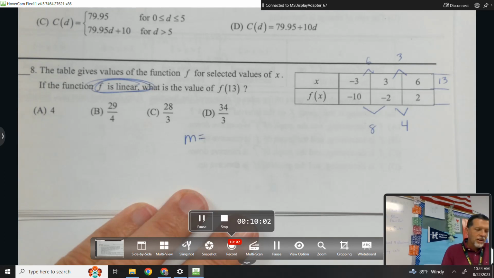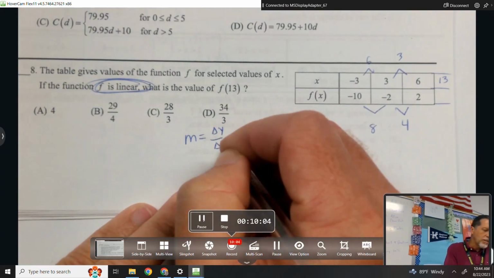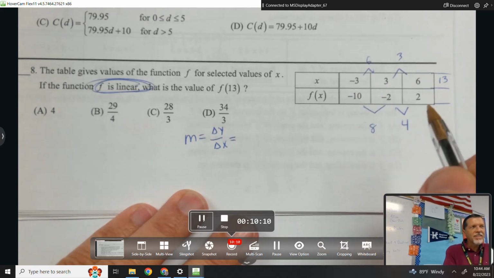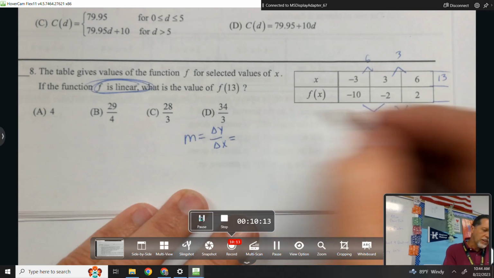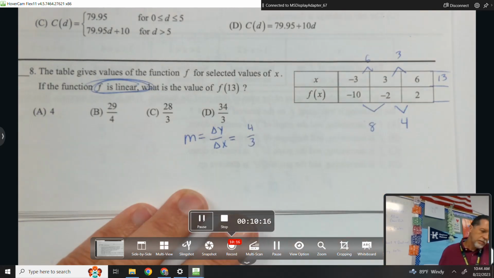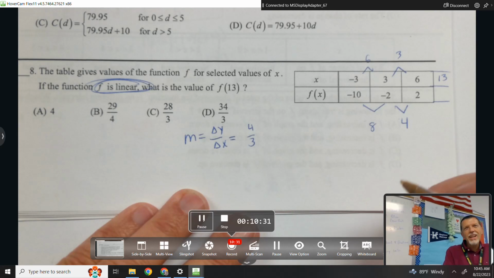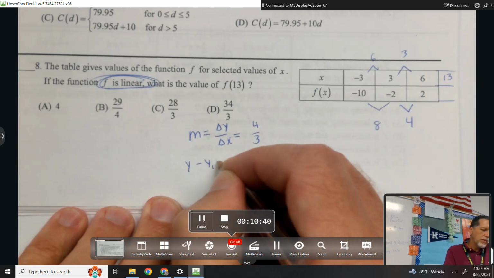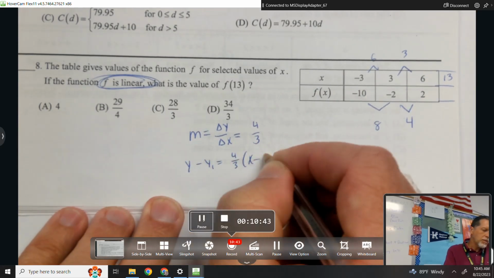Not 4. It's got to be change in y over change in x. So change in y over change in x. So 4/3 or 8/6, which is 4/3. And then, a couple ways to do it. Do you know the point slope form of a line? That to me is the easiest way to do it. Y minus y1 equals slope times x minus x1.